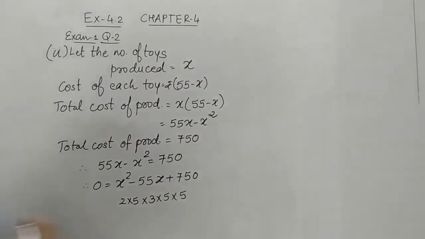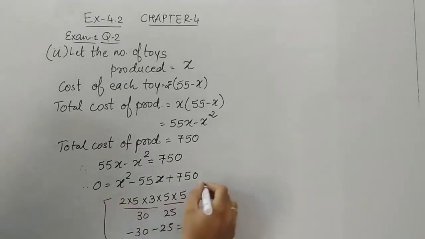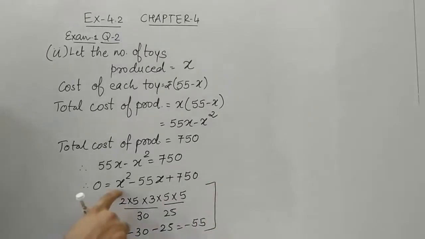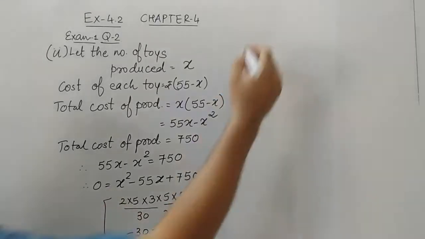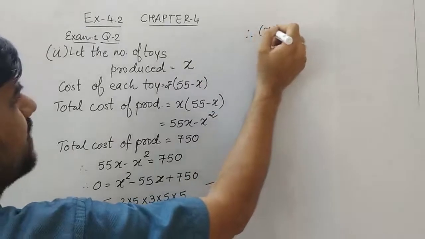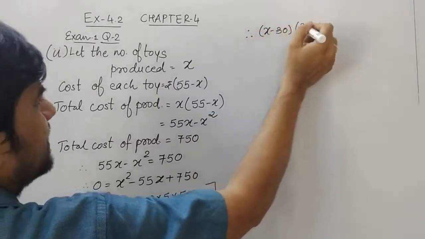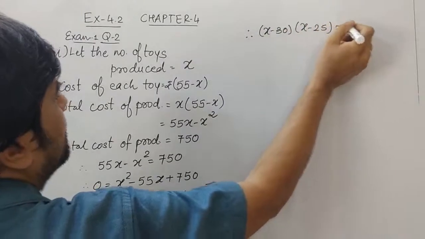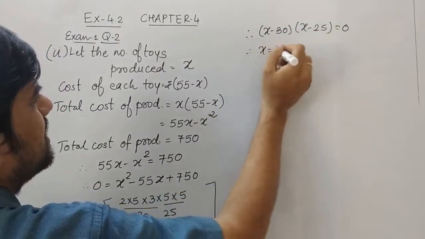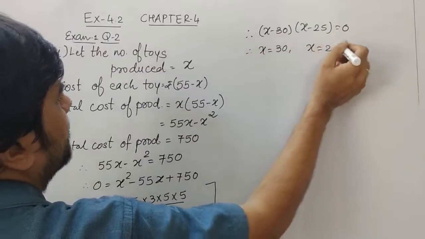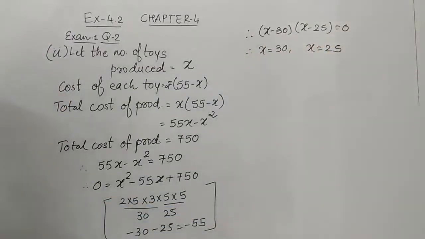So let us see this. Let's do the product of the first ones. 5 twos are 10, threes are 30 and 5 fives are 25. So we obtain here minus 30 minus 25, which is minus 55. As the coefficient of x square is 1, we can directly write the factors. One factor is x minus 30 and another factor is x minus 25. So we can say that the value of x is 30 or the value of x is 25. So there are two possible answers we obtain.